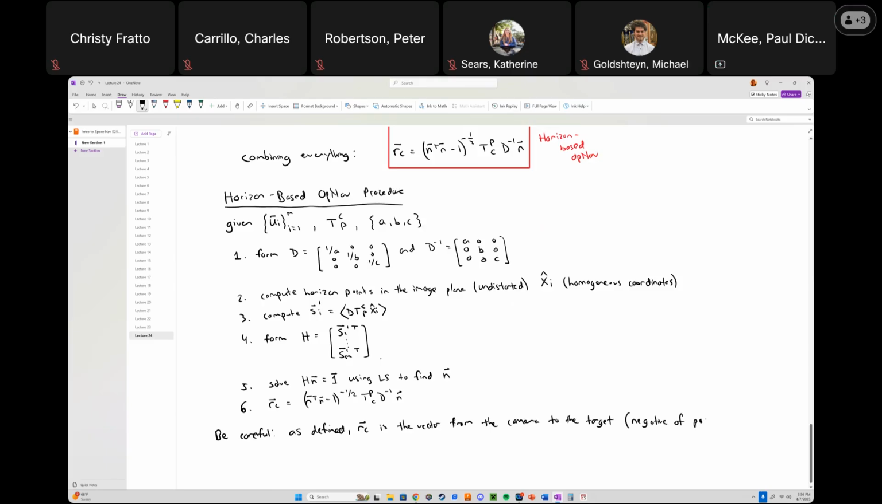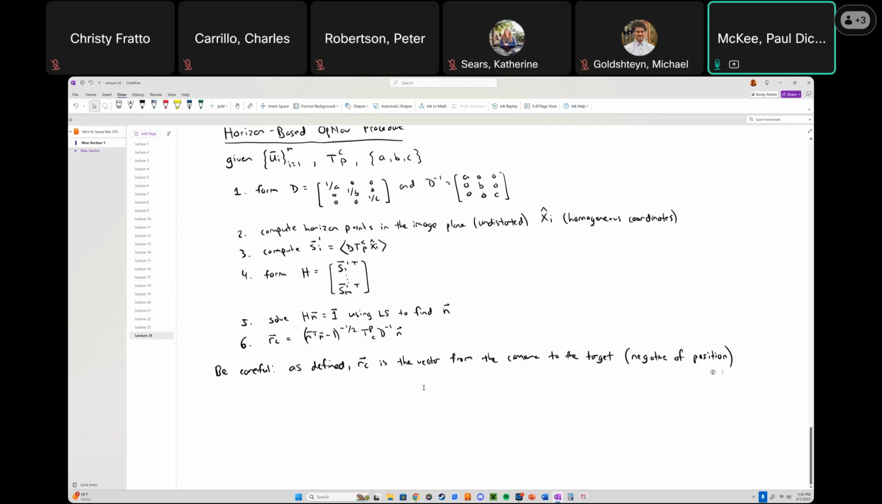So if on homework 6, you give me a position with a minus sign in front of it, I'm going to take like a point off just to be a snot. But yeah, we want to make sure that we get this right. RC is the vector from the camera to the target. So your real position is the negative of this.